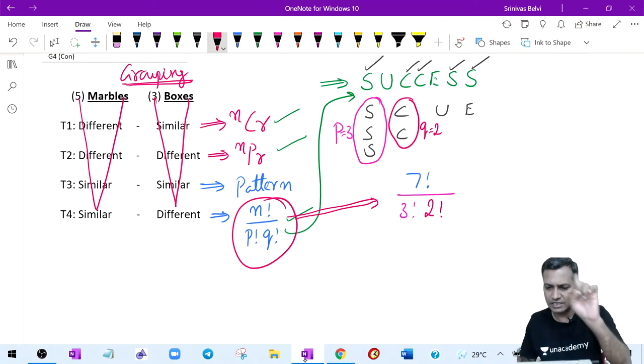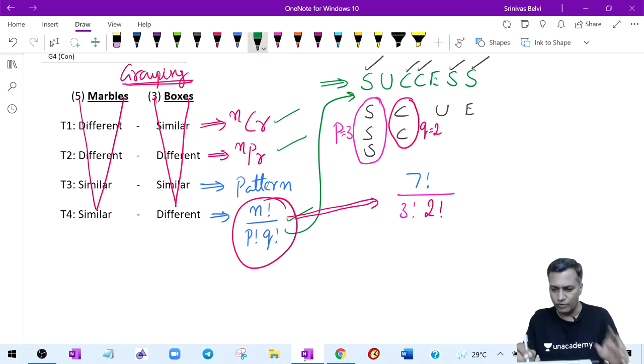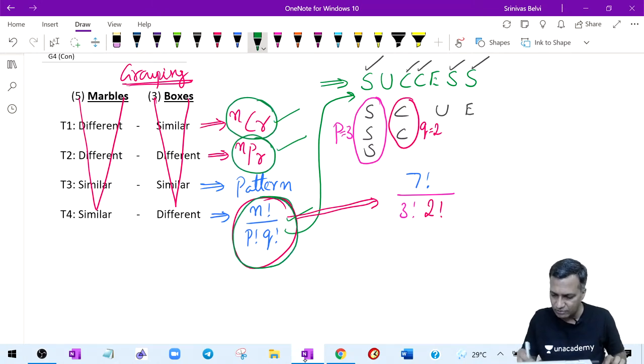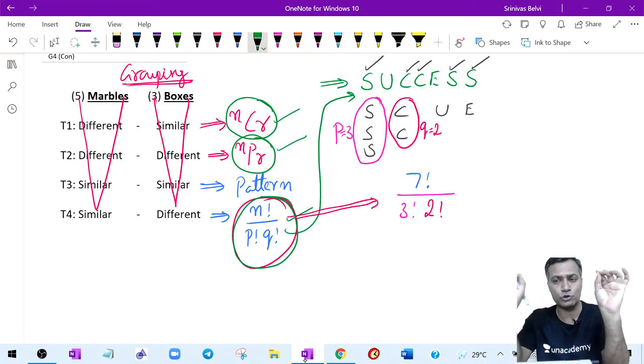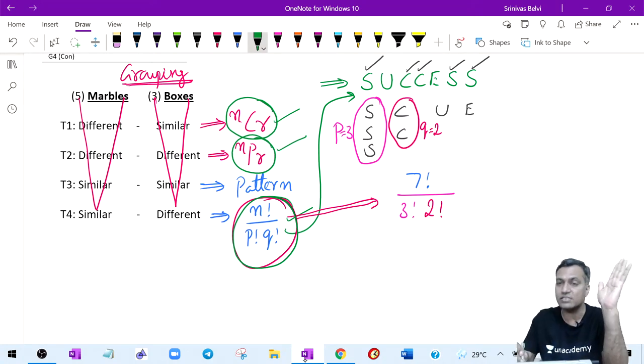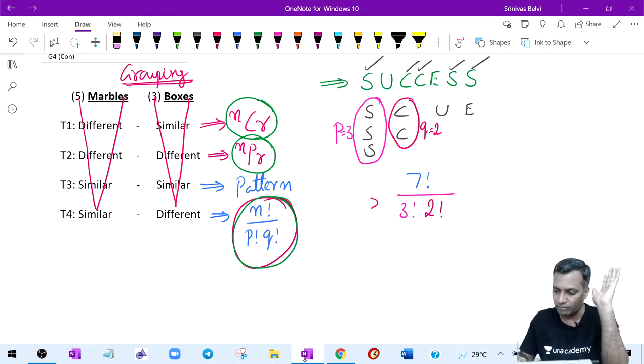Give me first level of quick understanding that, okay, we connected with the word NCR, we connected with the word NPR, and we connected with the word N factorial by P factorial, Q factorial. How it got connected, don't worry. At least we understand these three circled things. Give a quick confirmation, guys.